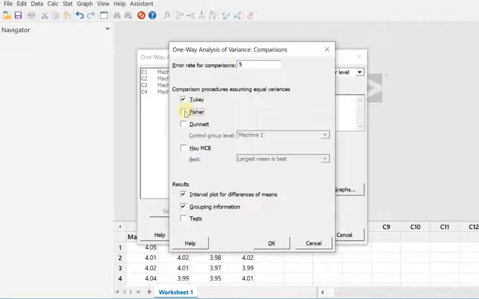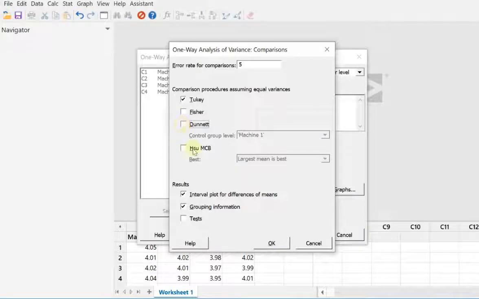That's Fisher. And remember, with Dunnett, we always compare these other machines to a control group. You can actually say, my control group is machine 4. Let's say I'm examining 3 new machines versus the existing machine. So my control would be machine 4, machine 1, whatever. You can make the case for it. I'm going to uncheck that.